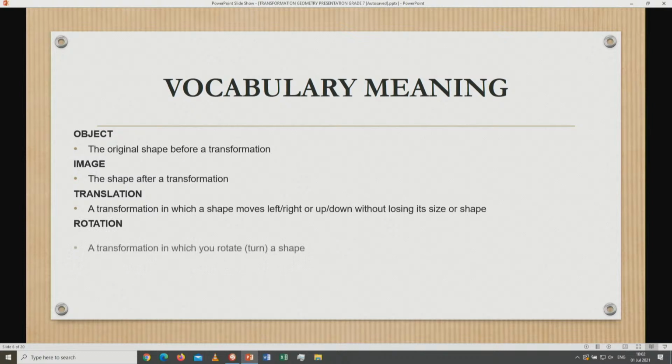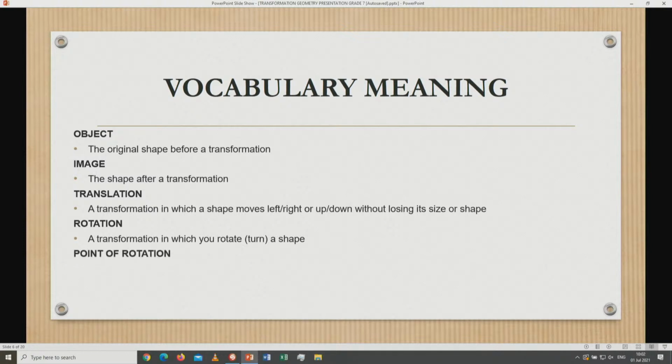Then rotation. A rotation is a transformation in which you rotate or turn a shape. So think about the arms of a clock. They rotate. So that is what we talk about when we say rotation.